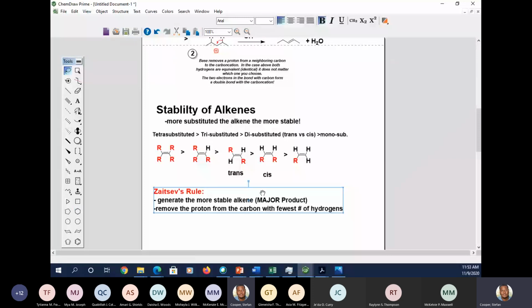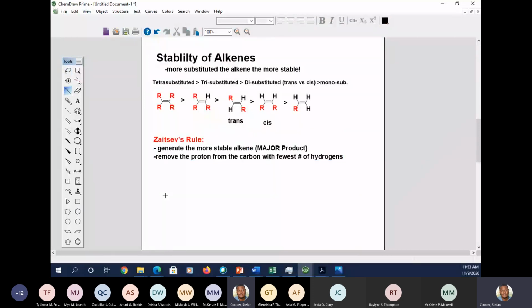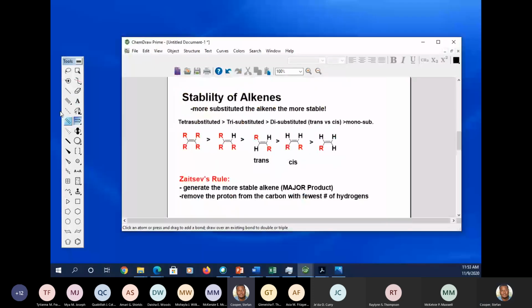Let's do one question and we'll end today. So I got this compound here. I can't see anything today.